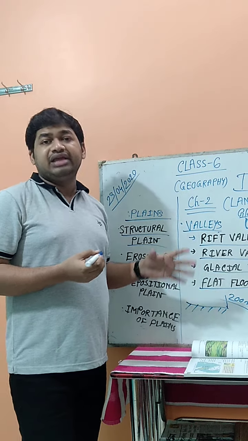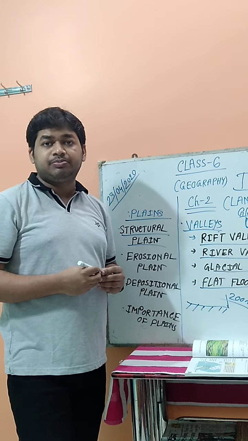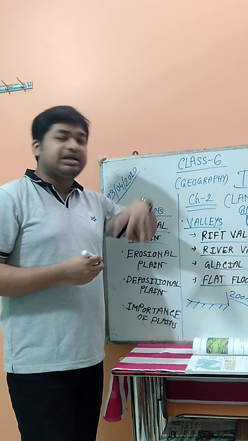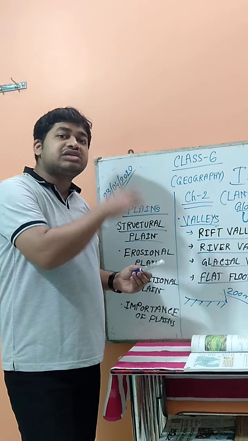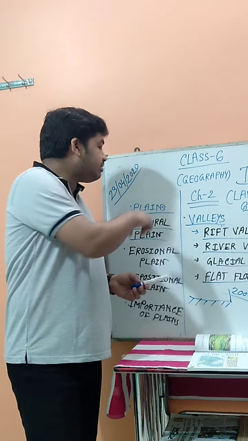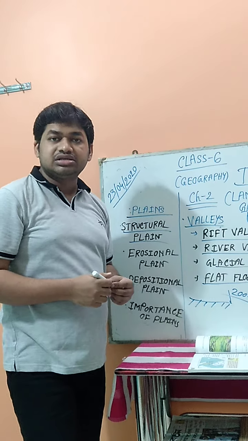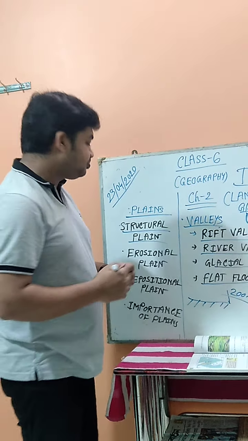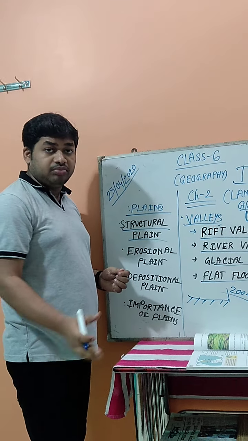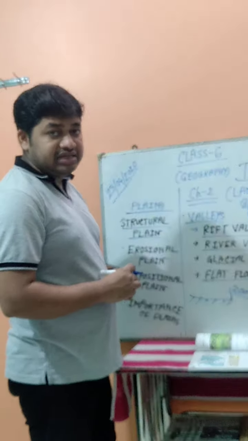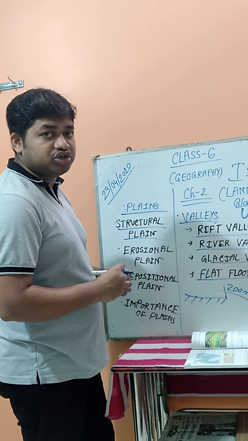This type of plain area is not formed by erosional or depositional processes. They come from nature with a particular structure already there, like rectangular, triangular, or circular. This type of plain area is known as the structural plain. Examples of the structural plain are the Russian platform or the Paris basin in North America.